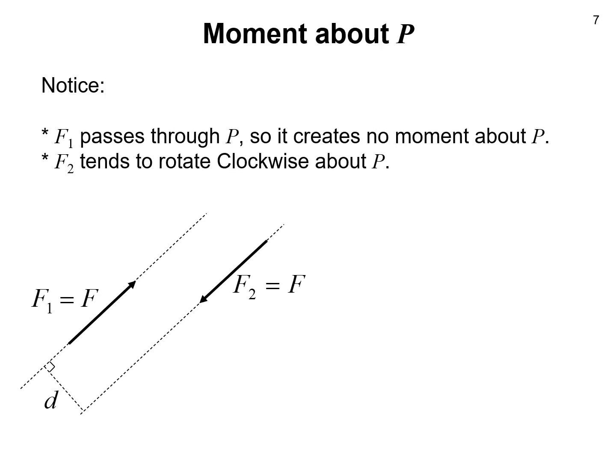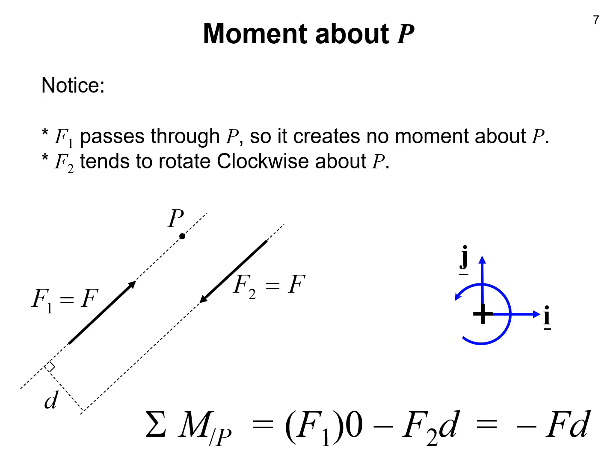So let's do an experiment. Let's take the sum of the moments about the point P. Again, recall our positive convention for moment is counterclockwise. If I sum the moments around the point P, I see that the force F1 goes through the point, which means it gives 0 moment. The force F2 causes a clockwise sense, that's why there's a negative sign, and it's F2 times d in magnitude. That is equal to negative F times d, because after all, F2 has the value of F.